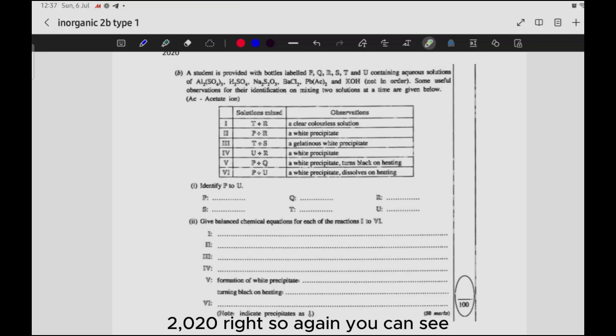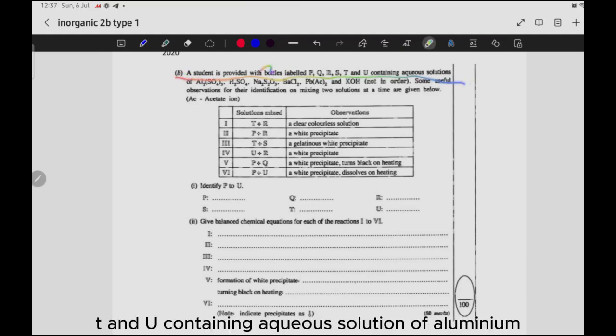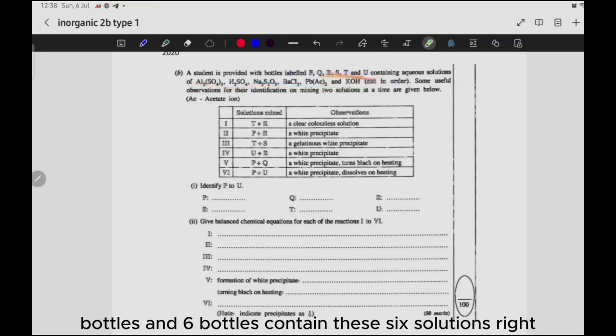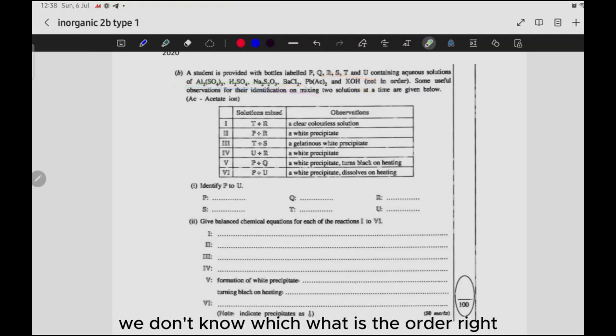2020, right? So again you can see, right? We'll do it quickly. The student is provided with bottles labeled P, Q, R, S, T and U containing aqueous solutions of aluminum sulfate, H2SO4, and so on. So they have given 6 test bottles, and 6 bottles contain these 6 solutions, right? We don't know what is the order, right? Some useful observations for the identification are given, right? So first go through the observations, right?